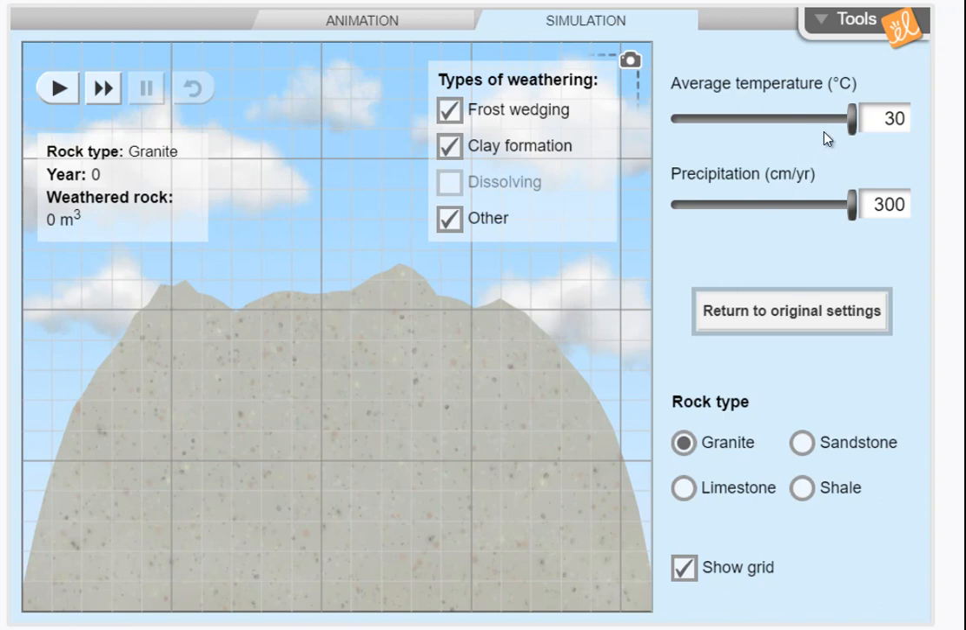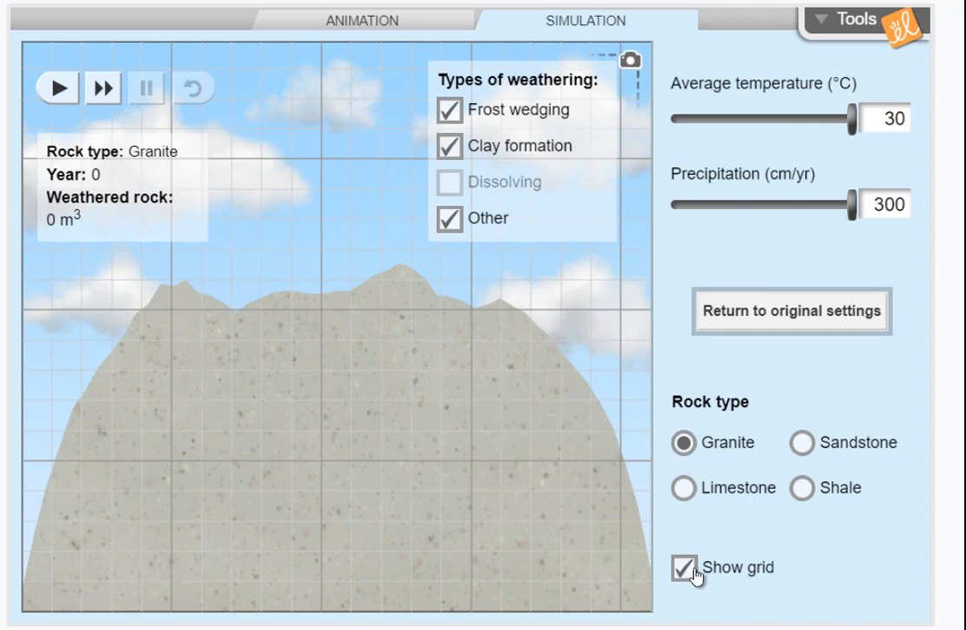And what I want you to do is put the average temperature way to the highest part, the 30 degrees Celsius. Take the precipitation, the amount of rain, and make it the highest level, which is 300 centimeters per year. Highest temperature and highest precipitation is the most effective, most powerful way to weather away rocks. Okay, that's like a warm tropical climate, which has the greatest rate of weathering over time. All right, types of weathering, leave that alone. You don't have to touch it. And then here, rock type and the year and how much volume of rock is weathered away. That's what I want you to focus on.